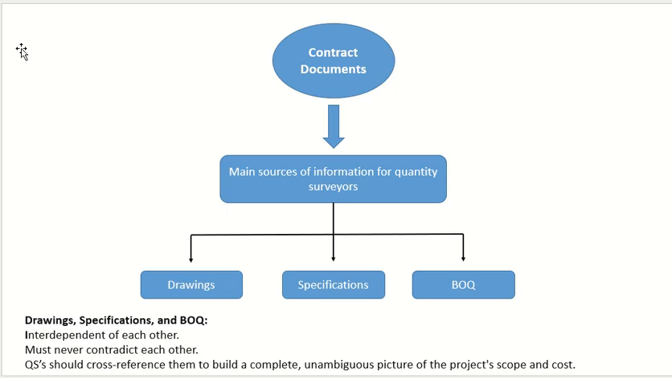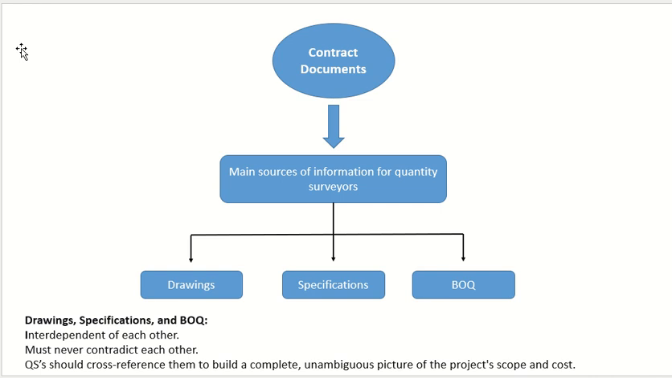Okay, these three should be independent of each other. Meaning what? They should not contradict each other. They are prepared separately. Okay, but in the end, when you look at all three of them, there should not be any discrepancy. There should not be any conflict. So, for example, you ask your draftsman to prepare the drawings for you. Your consultant will prepare the specification for you. Your quantity surveyor will prepare the bill of quantities for you. Okay. So, three different people are preparing these three documents. Okay. But in the end, in the contract document, it should look like one.